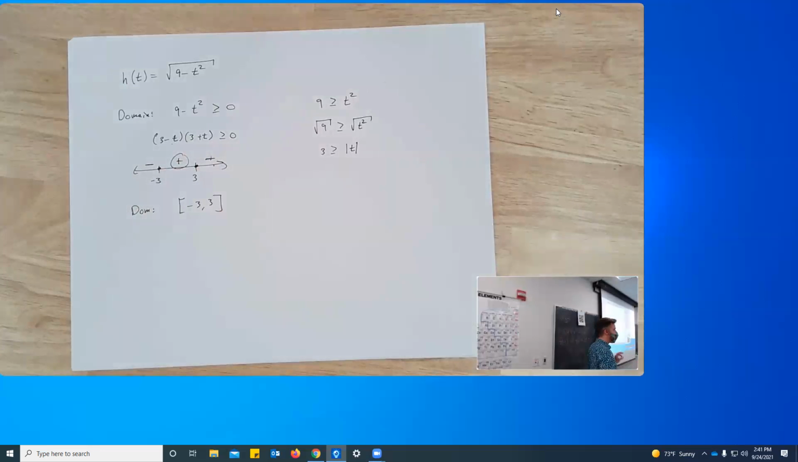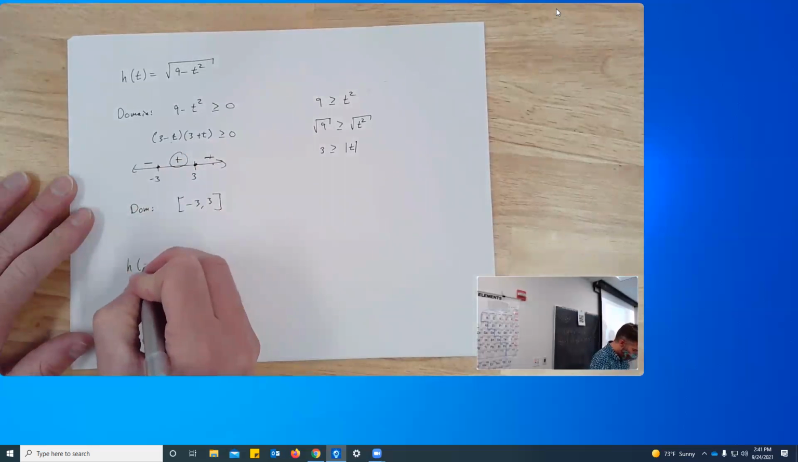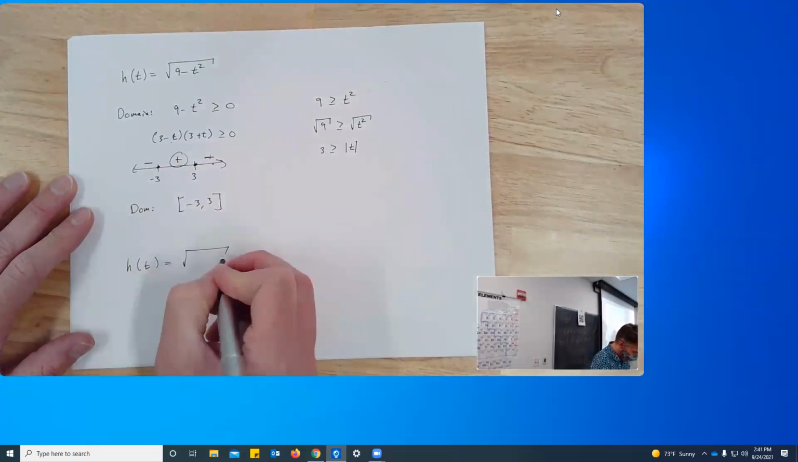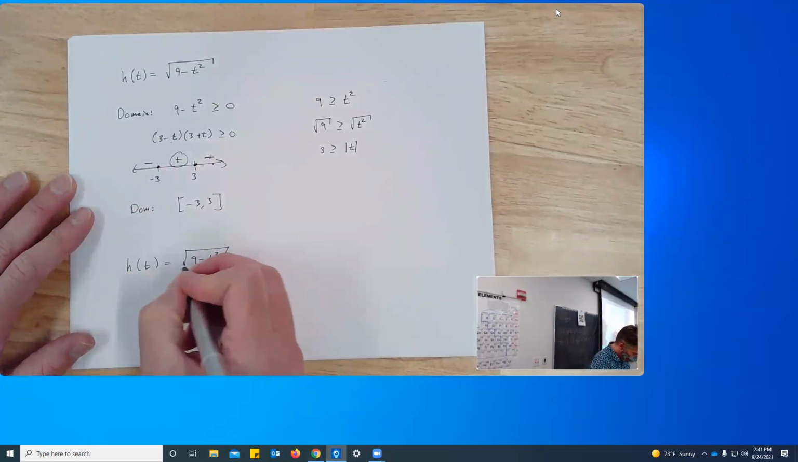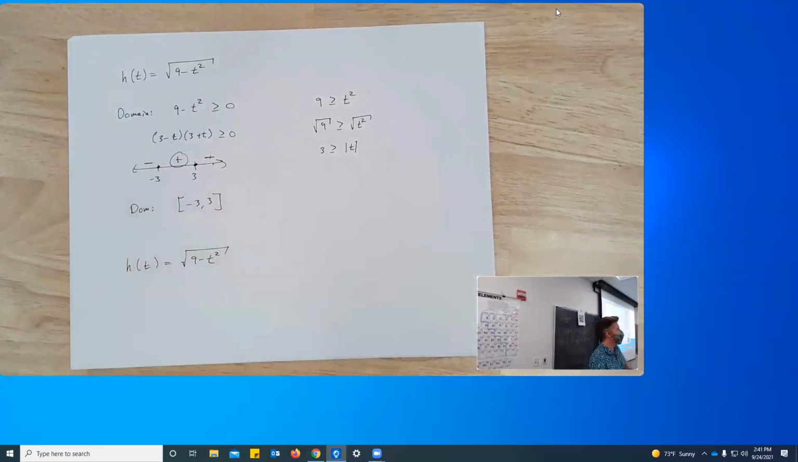And here we can talk about the range, because in this particular problem, it's relatively easy to see what the biggest this function can be and what the smallest this function can be. So for h of t equal to the square root of 9 minus t squared, what's the smallest output a square root can ever do?